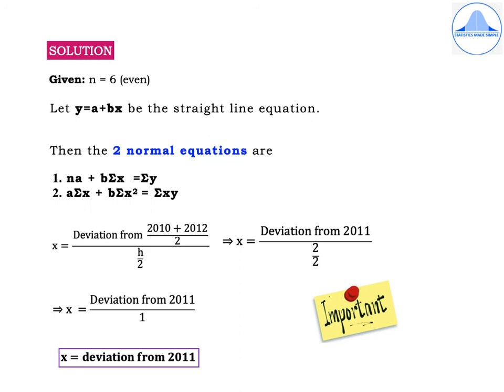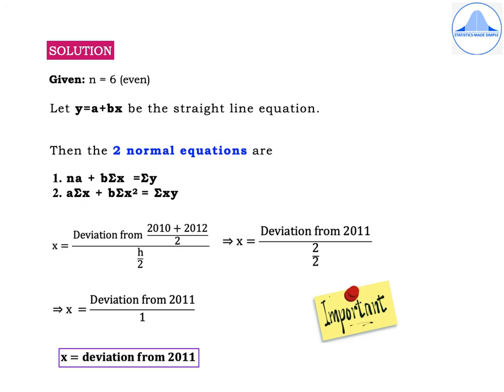Under solution, write given n equal to 6, which is even, let y equal to a plus bx be the straight line equation. Then the two normal equations are, first one na plus b summation x equal to summation y. Second is a summation x plus b summation x square is equal to summation xy.